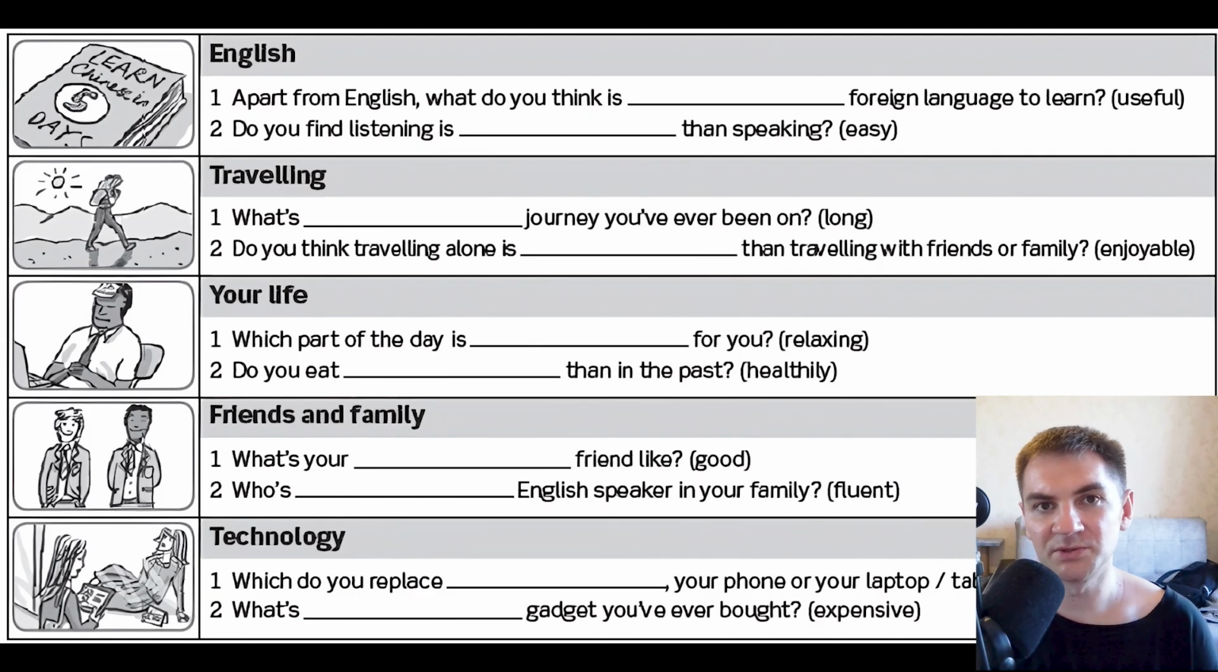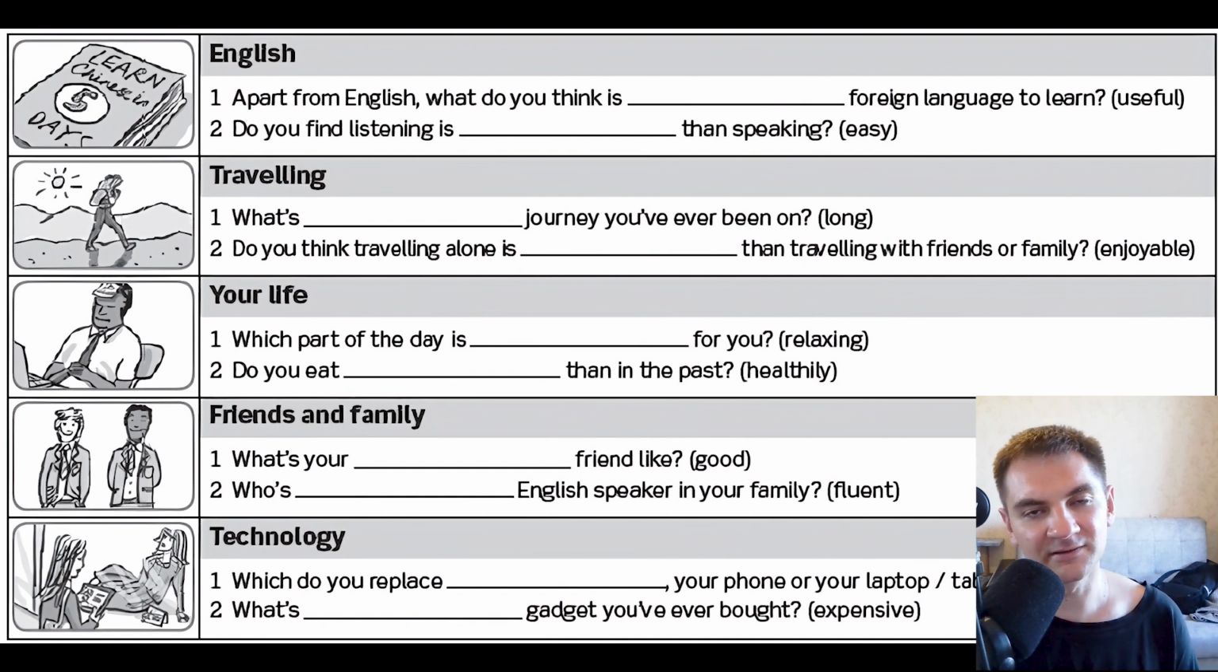Next is, what's the most expensive gadget you've ever bought? I think it's my computer, of course. Computers are very expensive, but they are worth it, because without computers, it's very difficult to work, to edit videos, or make videos, and so on. Okay, those were my answers. Now it's your time to speak. Say something about these questions.